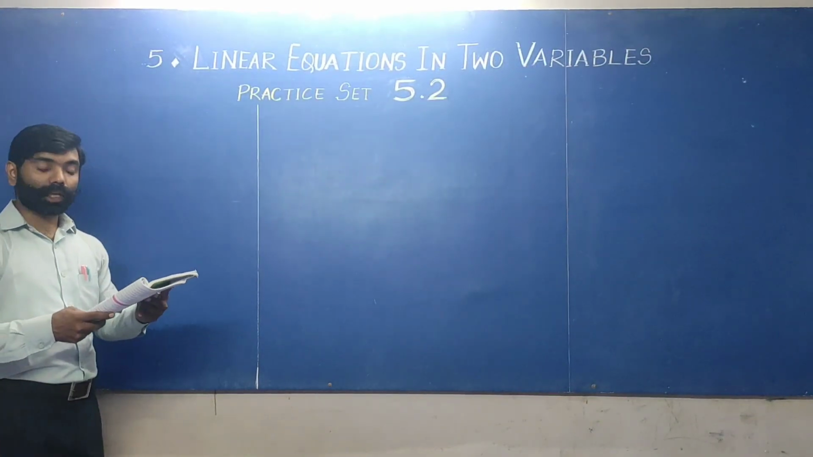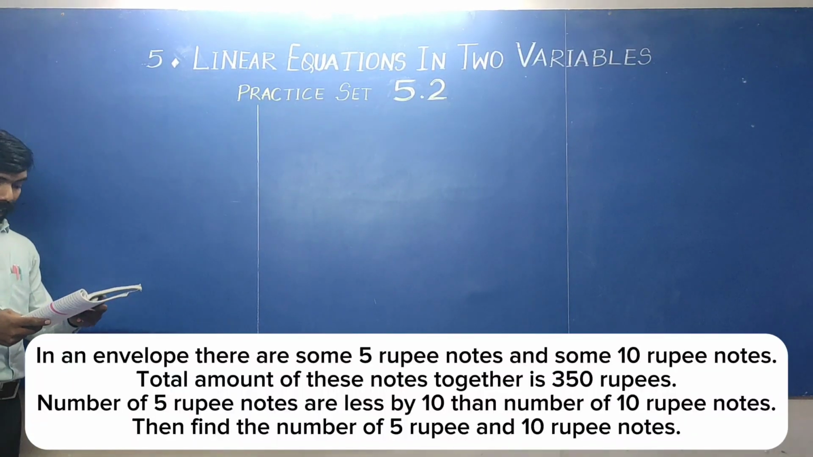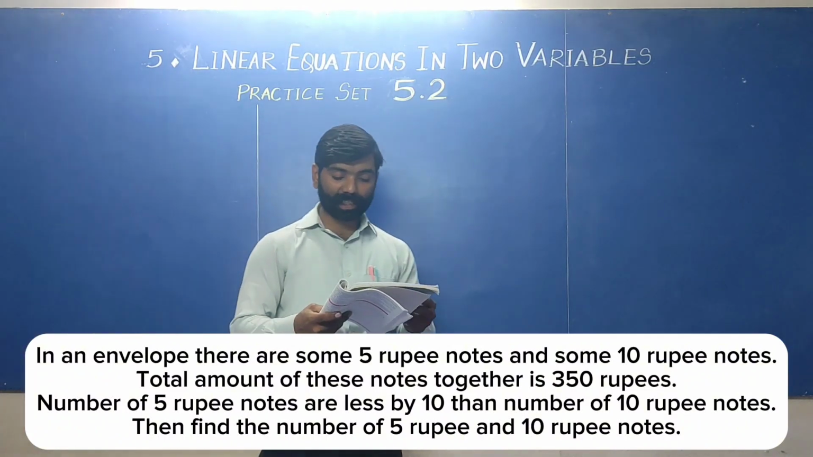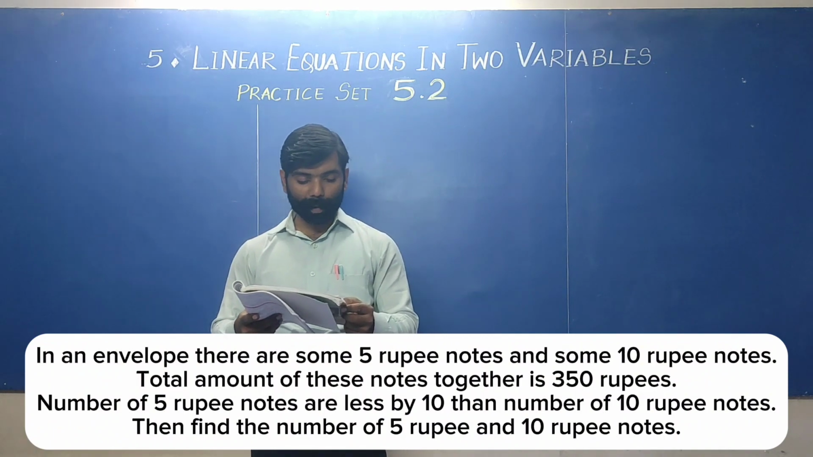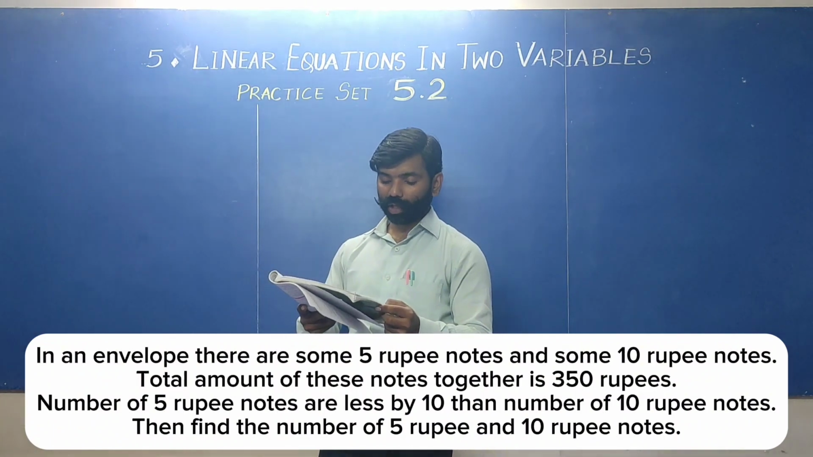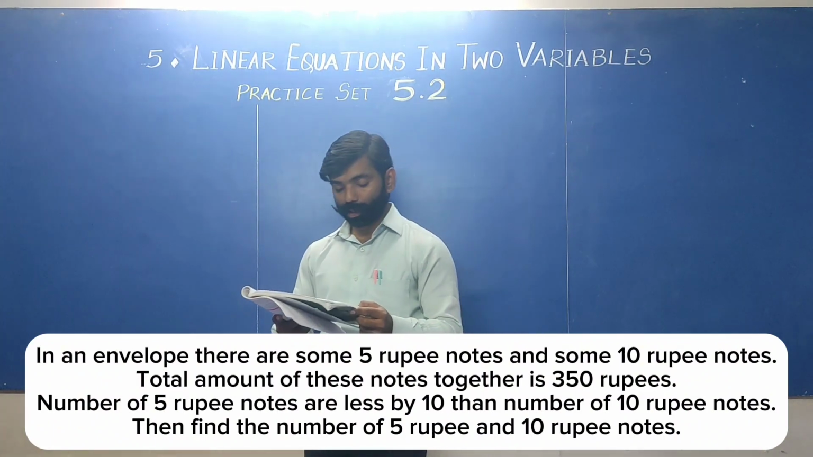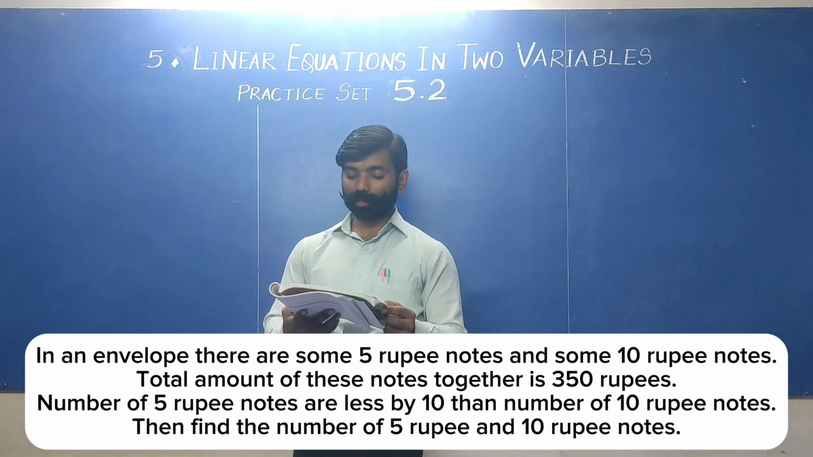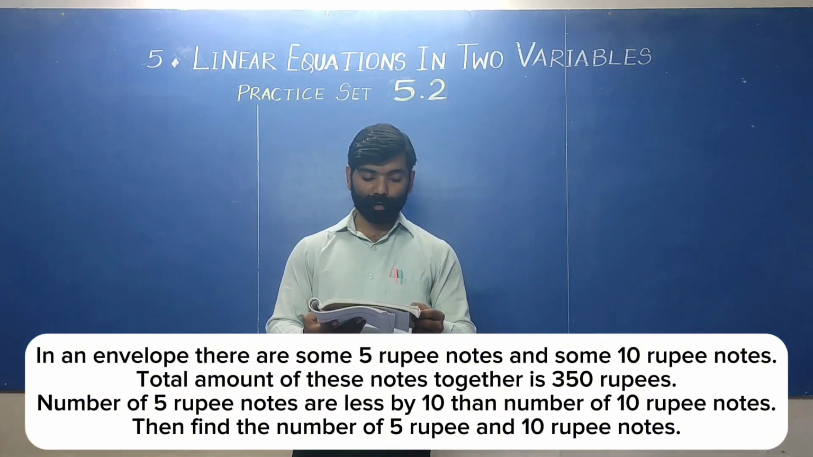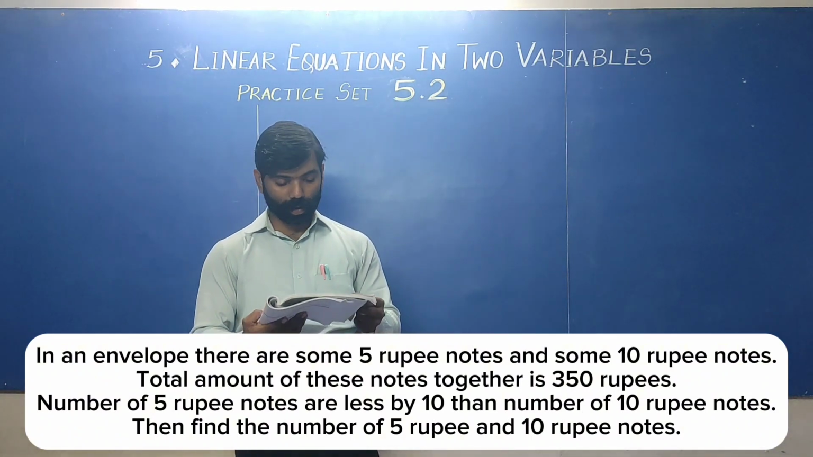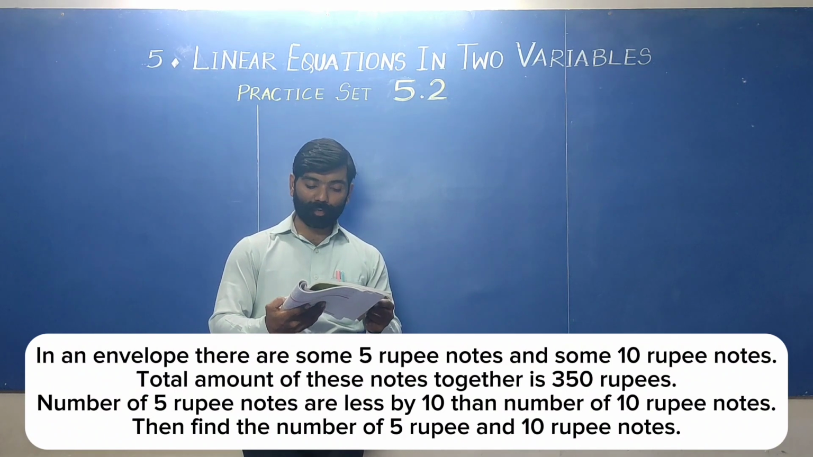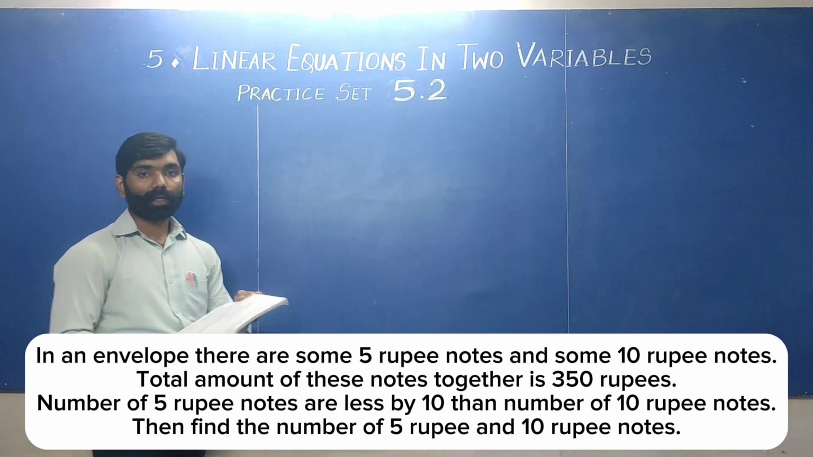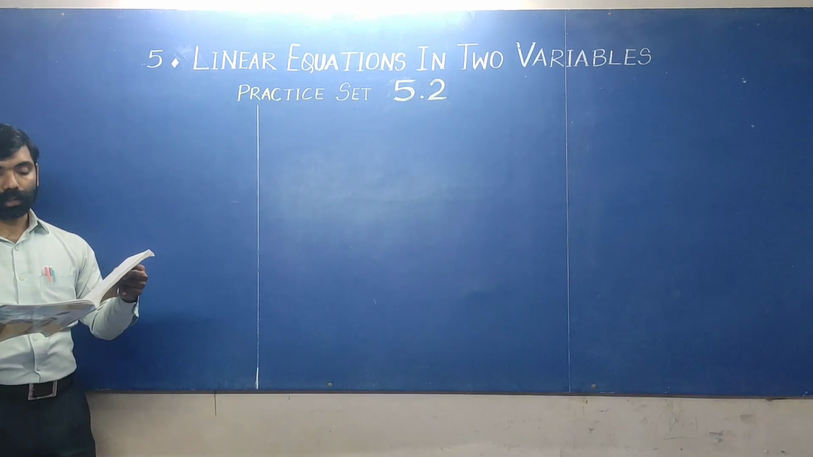Okay, let's see question number 1. In an envelope there are some 5 rupee notes and some 10 rupee notes. The total amount of these notes together is 350 rupees. The number of 5 rupee notes is less by 10 than the number of 10 rupee notes. Then find the number of 5 rupee and 10 rupee notes. Now students, let's start. Let's do the question.